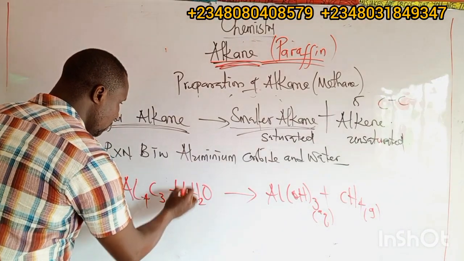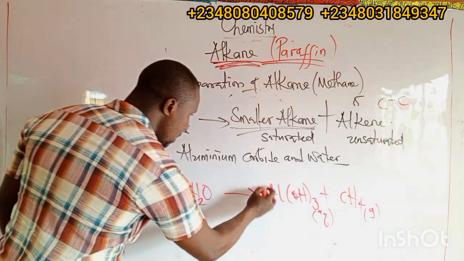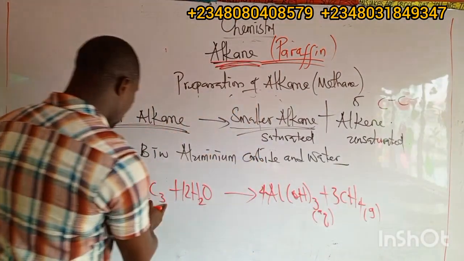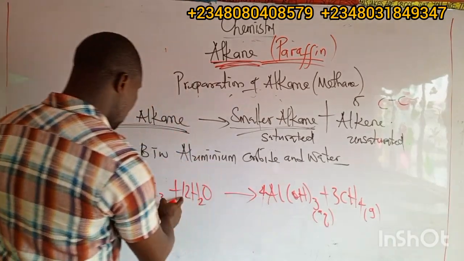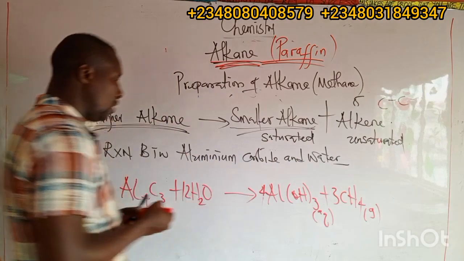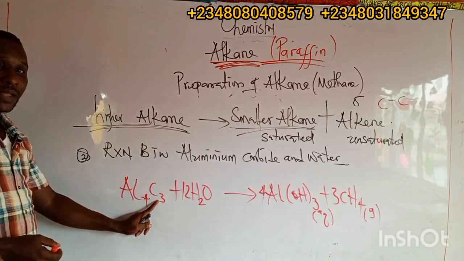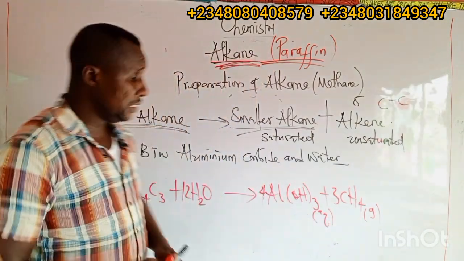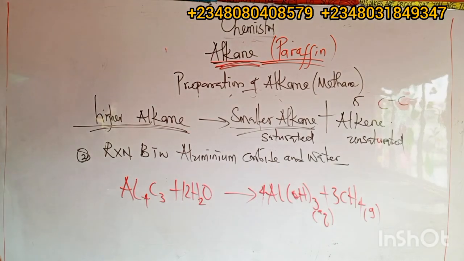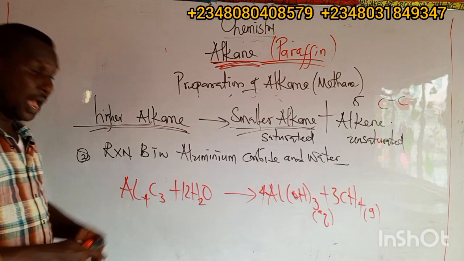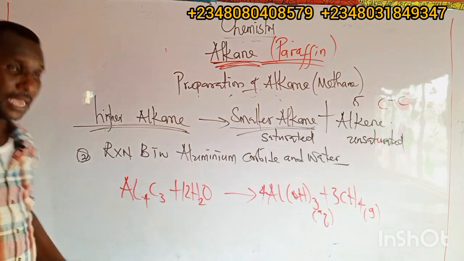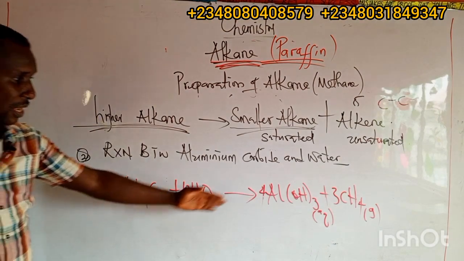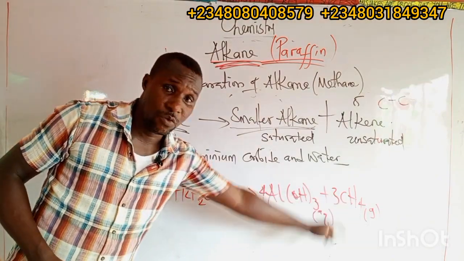Let me balance the equation. Put 12 here, put 4 here, put 12, put 3 here. This is the reaction between aluminium carbide and water to give aluminium hydroxide and methane. This is another reaction that can be used to prepare alkane, that is methane. Reaction between aluminium carbide and water gives aluminium hydroxide and methane.